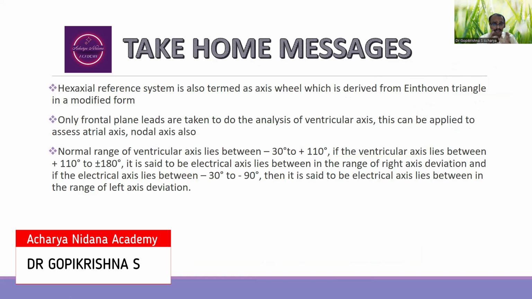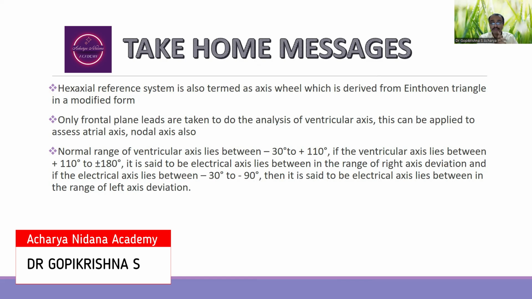So these are the different examples that we have drawn based on the hexaxial reference system and how it can be used. The take-home messages from today's discussion are: the hexaxial reference system, also termed the axis wheel, is derived from Einthoven's triangle in a modified form. Only frontal plane leads are taken to analyze the ventricular axis, or this can be applied to assess atrial axis and nodal axis also.